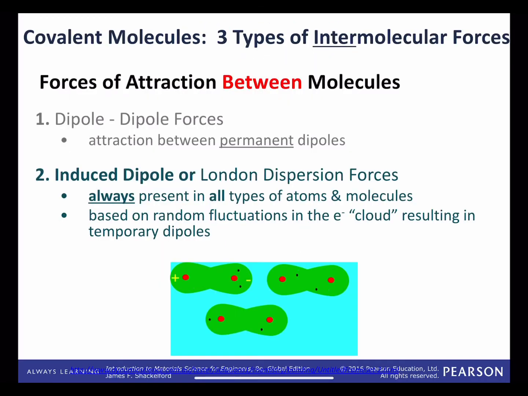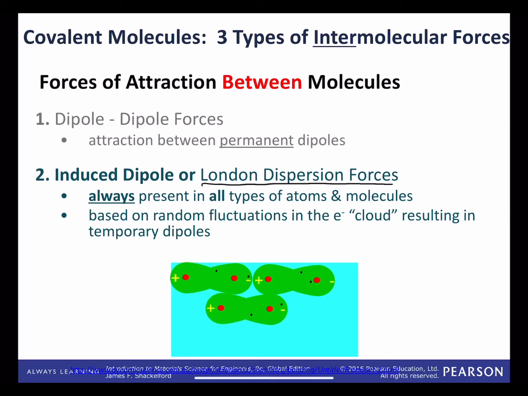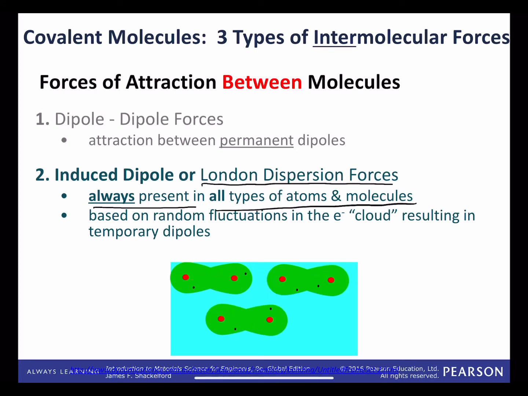Okay, the next are induced dipole forces, or sometimes termed London dispersion forces, and these are weaker generally because they do not rely on permanent dipoles. They rely on more random fluctuations in the electron cloud to give us temporary partial charges. Okay, so we'll see that it is always present in all types of atoms and molecules. So this is an intermolecular force that exists across all types of molecules, but is very weak. And again, it's based on random fluctuations in the electron cloud, or that electron orbital that is the result of sharing of electrons, and it results in temporary dipoles.